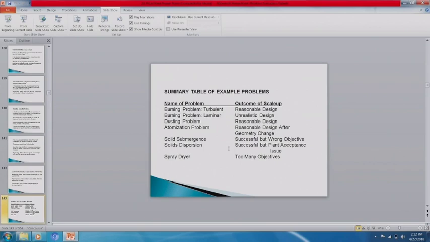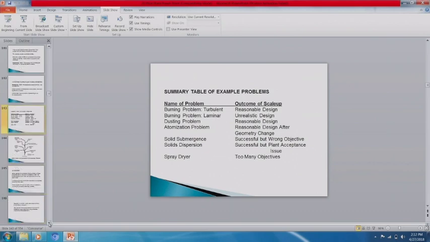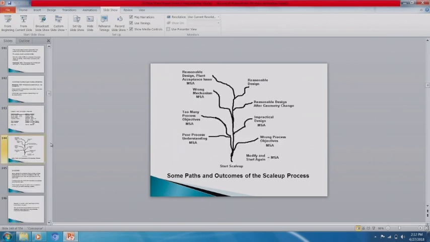Examples of problems. Some are reasonable designs. Some are reasonable designs after geometry change. Successful but wrong objectives. Successful but plant acceptance issues. And outcome, too many objectives, couldn't accomplish all of them. So we have here the various paths or outcomes of a scale-up process. Here we just go track some of these.